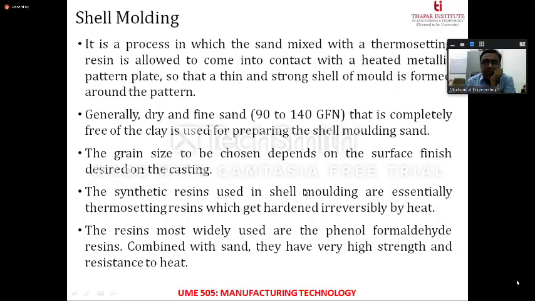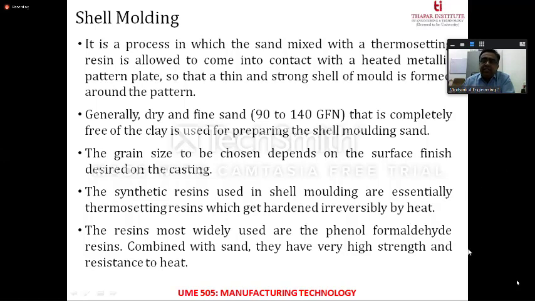The sand has a grain fineness number of around 90 to 140. Another important aspect of this sand is that the clay content should be 0. Ideally it should be 0, but anything less than 1% is acceptable. The grain fineness number and the grain size are chosen so as to minimize the surface roughness developed in the casting. That is a very important characteristic, that the surface roughness is desired to be at the minimum. Now synthetic resins are generally used.